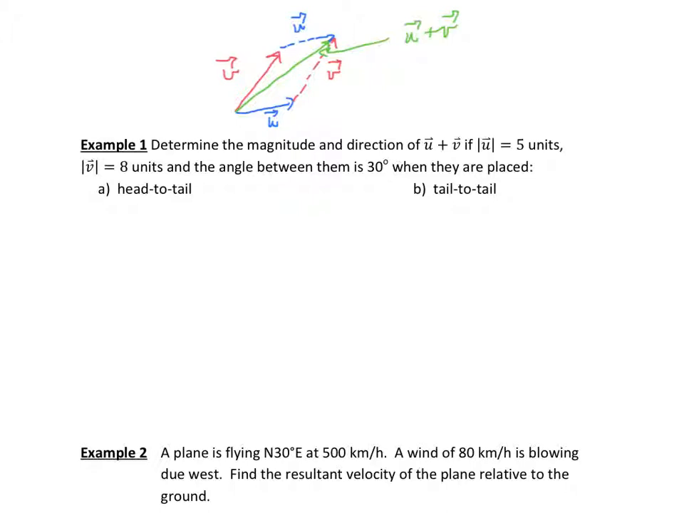Now, if they are placed tail to tail, or sorry, head to tail for the first one, then we could draw that kind of like this. So we could have vector u, assuming the pen wants to cooperate. I'm going to try that again.